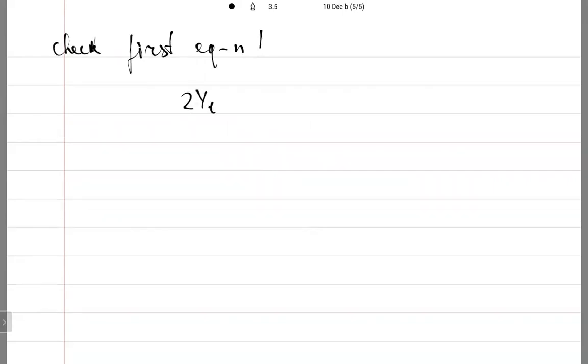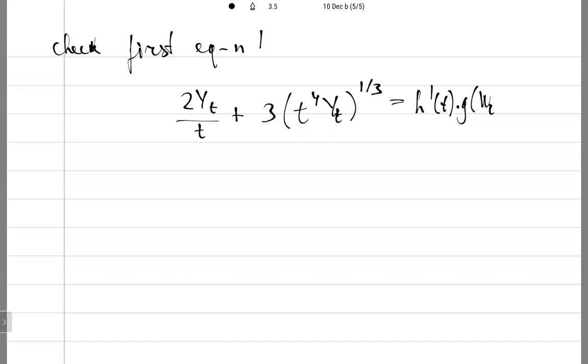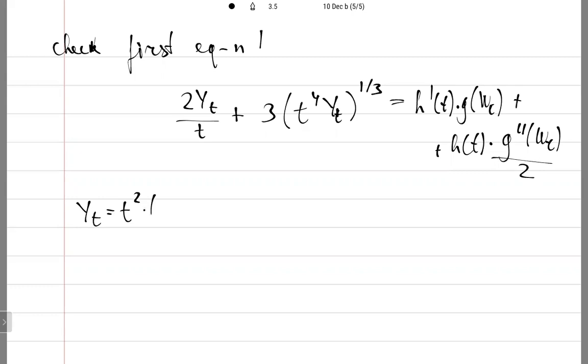The first equation was, I will copy it here: 3t to the power 4, y_t, 1 over 3, equals h prime of t times g(W_t) plus h(t) g double prime of (W_t) over 2. Okay, and my guess is that y_t is t squared times (W_t plus c) cubed. Okay, so let's plug in here, there, everywhere.